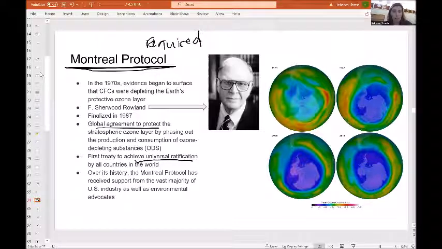And over its history, it's pretty much been supported by everybody: US industry companies, environmental advocates, everybody's adopting this. We stopped making CFCs. So the good news here, this was 1979, but you can see that as we've reduced our ODS and we have a moratorium on their creation, the ozone layer is recovering and we don't have ozone depletion as badly.